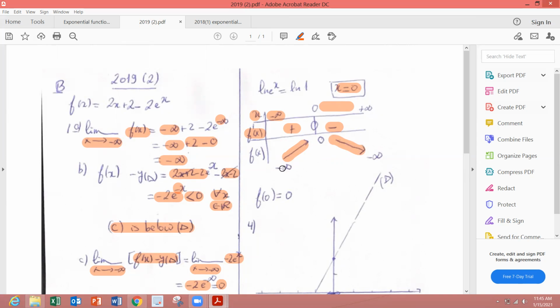At minus infinity, we get minus infinity. Remember here we have the oblique asymptote at minus infinity. At plus infinity, we get minus infinity. And f of 0 is equal to 0.